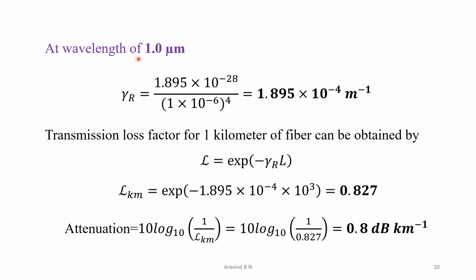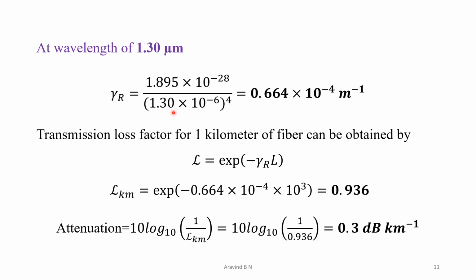The second wavelength is 1.0 micrometer. The same procedure is repeated over here: same formulas, same procedure, and in this case the final answer is going to be 0.8 dB per kilometer. One more wavelength value, that is 1.30 micrometer. Same procedure, and the final attenuation is found to be 0.3 dB per kilometer.